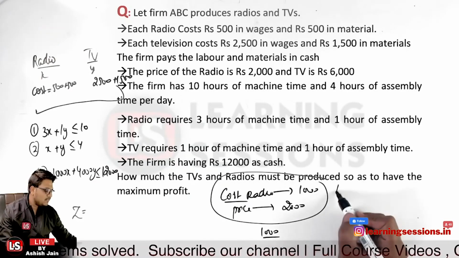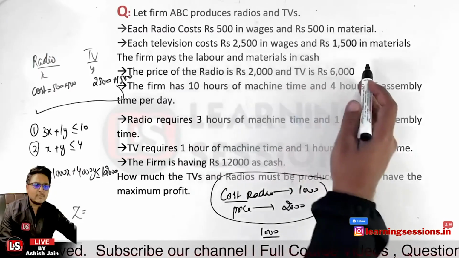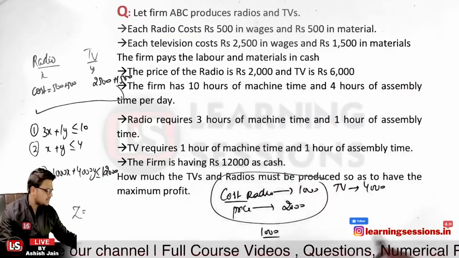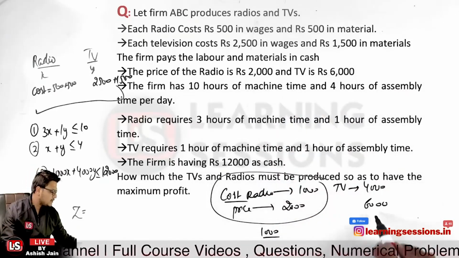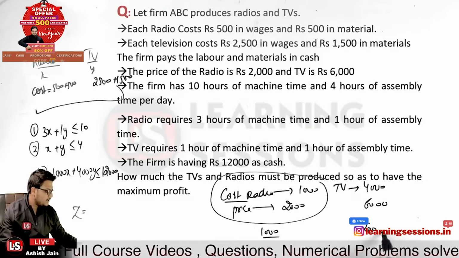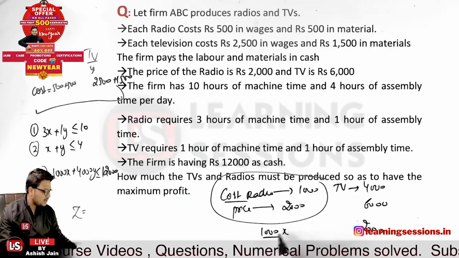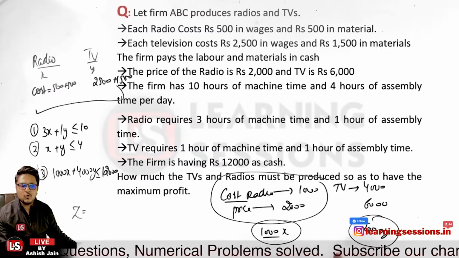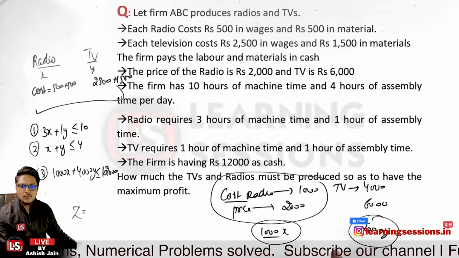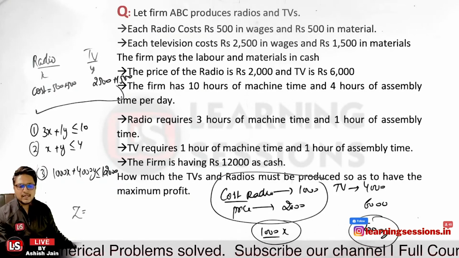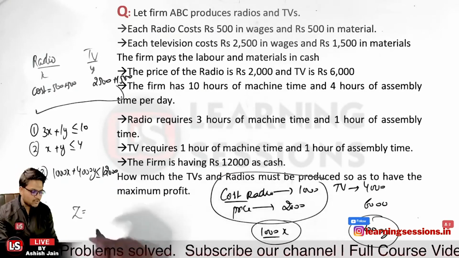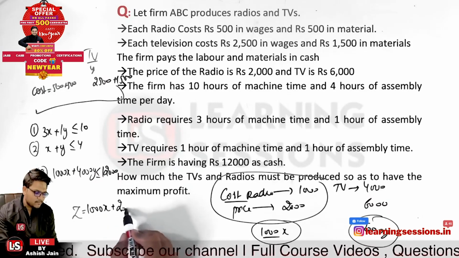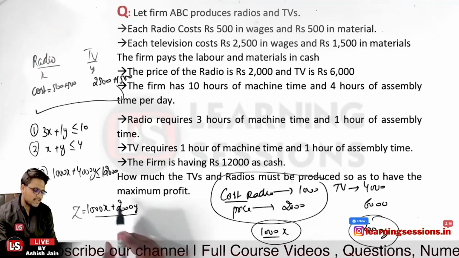And for the cost of the TV, it is given to be 2500 plus 1500, that is 4000 rupees. And further, we are selling the TV at rupees 6000. So the profit over here is 2000 in the case of TV. x is related to radio and y is related to TV, and that is the function that we need to maximize. That is our objective function over here. So we can simply say that we need to maximize 1000x plus 2000y. That is our objective.